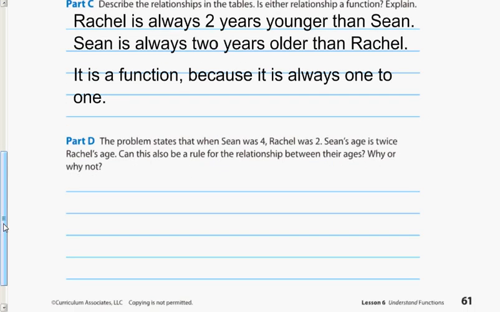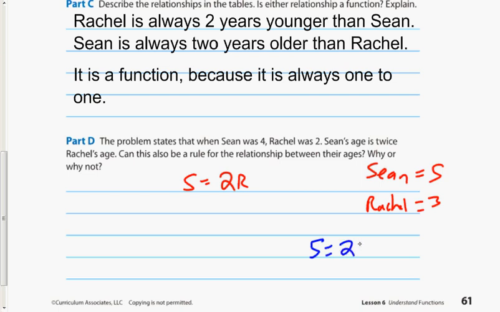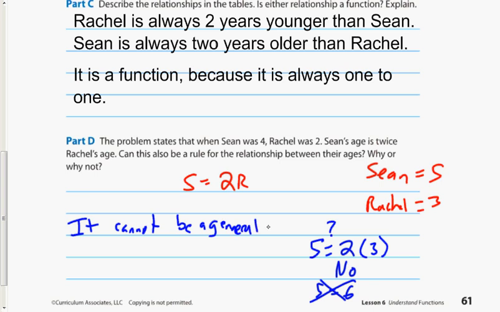Now, last part D. The problem states that when Sean was 4, Rachel was 2. Sean's age is twice Rachel's age. Can this also be a rule for the relationship between their ages? Why or why not? So the question is, could Sean always equal 2 times Rachel? Well, in this case, if you plug them in, it works. But let's say when Sean is 5, Rachel would be 1 year older as well. She would be 3. So does that work? Can you plug in and get 5 equals 2 times 3? Nope, that doesn't work because that would be 5 equals 6. That's not true. So it cannot be a general rule for that very reason.